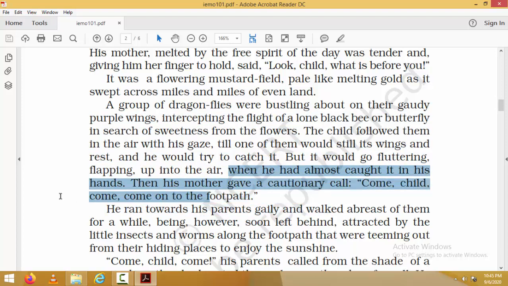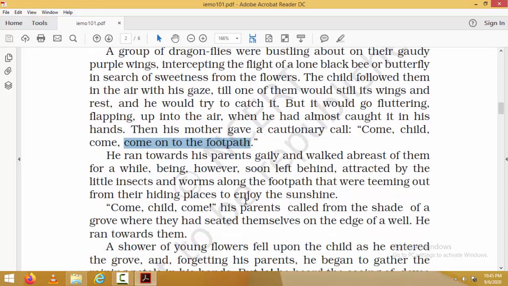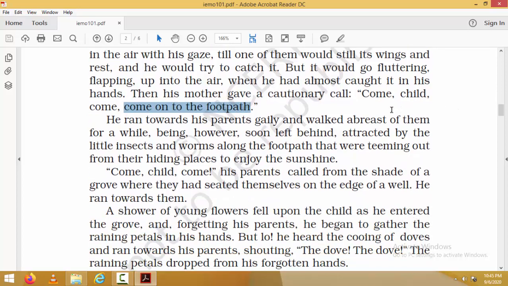When he had almost caught it in his hands, the butterfly just flapped up into the air. Then his mother gave a cautionary call. "Come child, come on to the footpath." Come child, come on to the footpath.